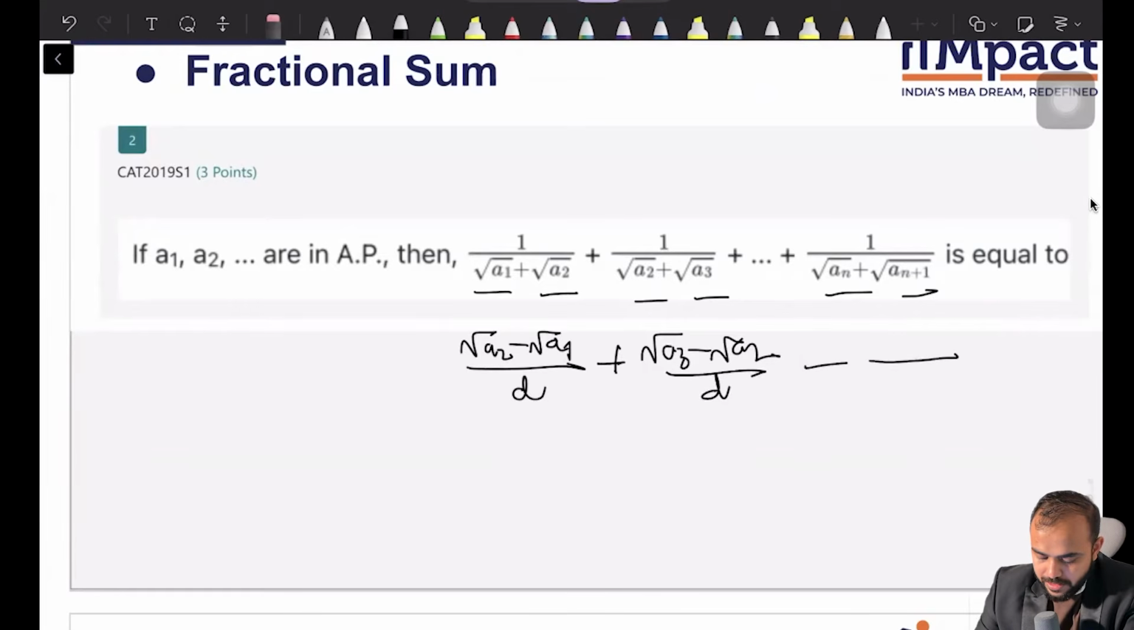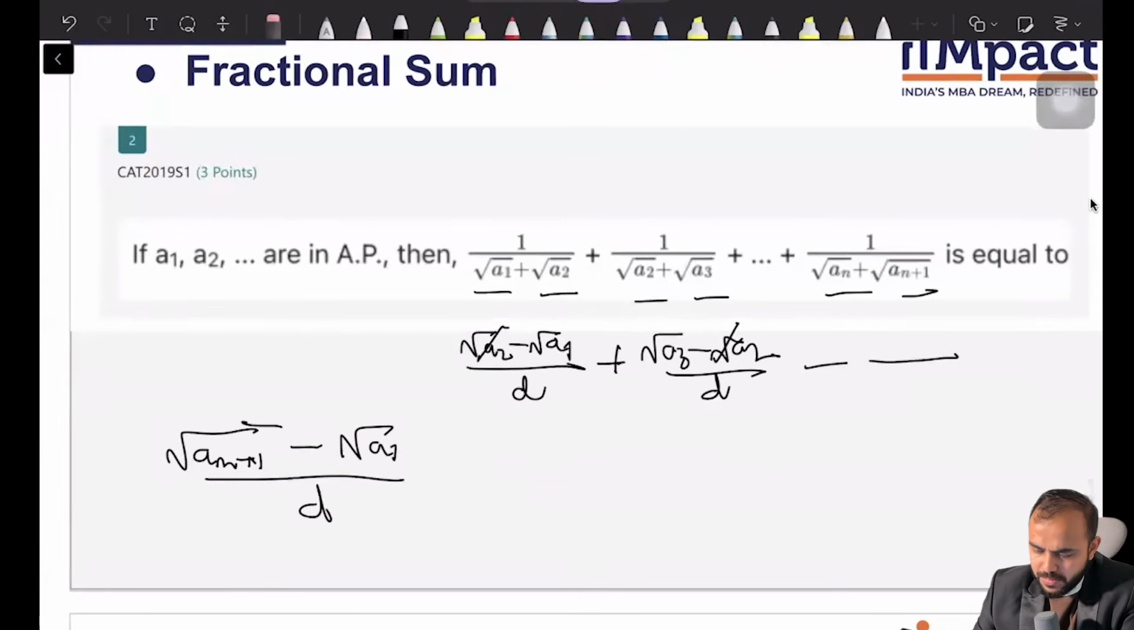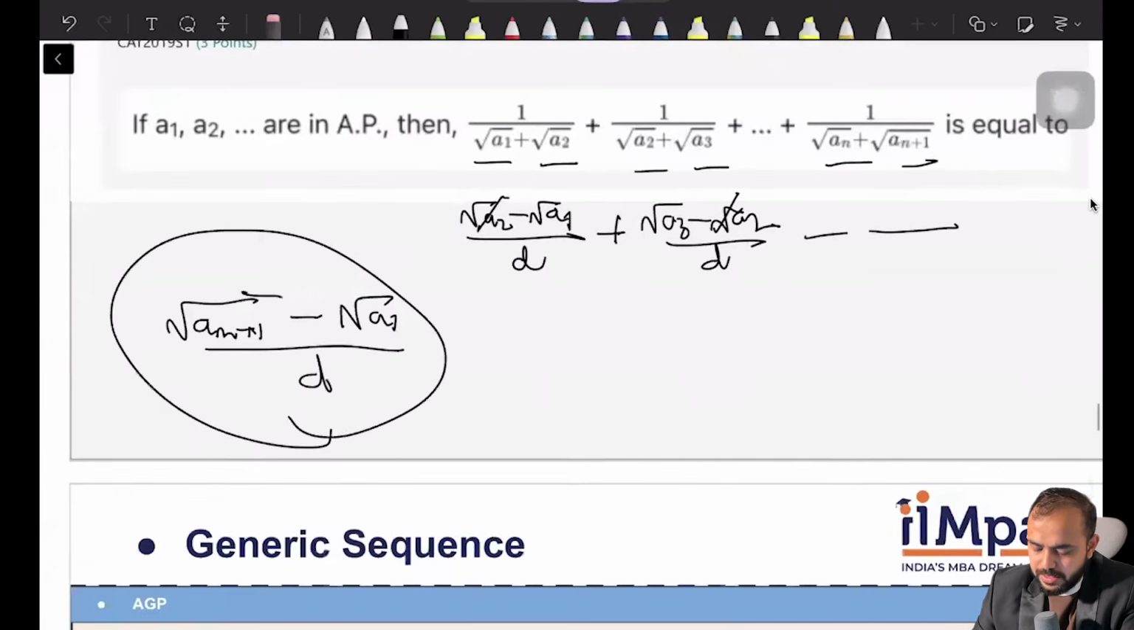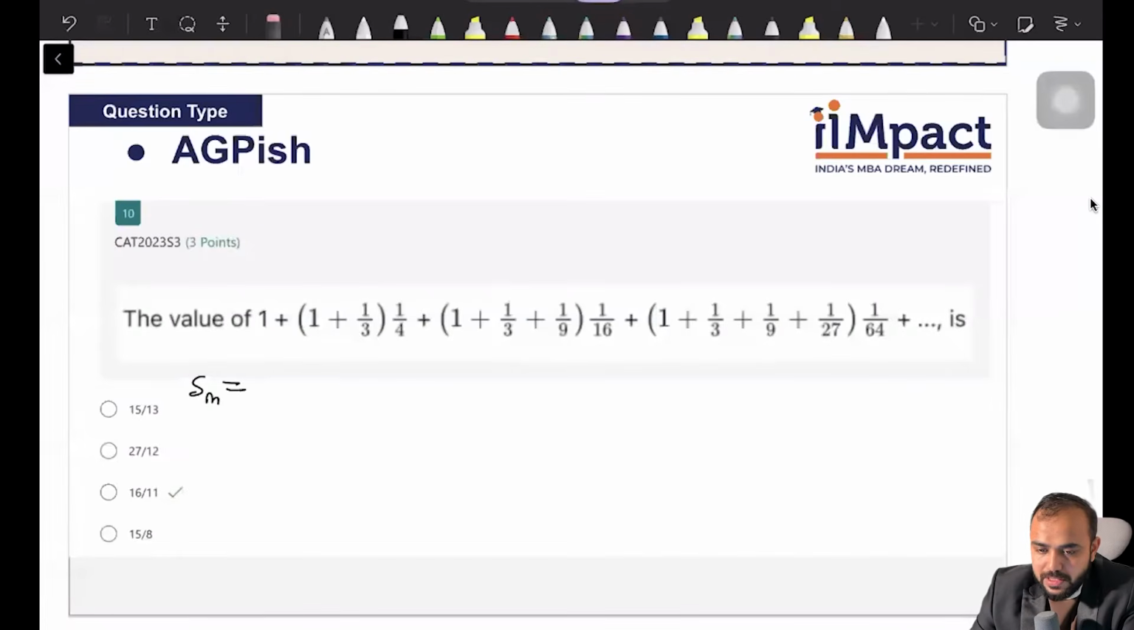So what I see here is all these are getting cancelled, and I'll be left with root of an plus 1 minus root of a1 upon d. I don't have the options here, but after this you could have converted this again into one of the options. So the key here was to rationalize the denominator, which gives you a new denominator which is equal for all. This is your Sn.